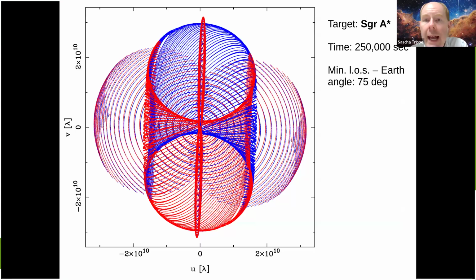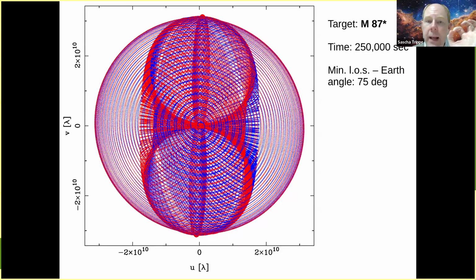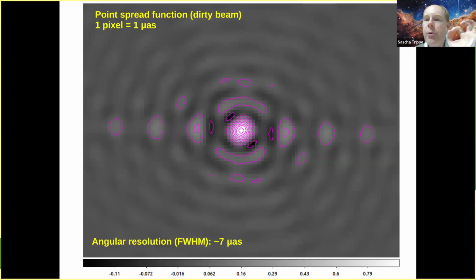Okay, so you can actually look at other targets like Sagittarius A star in the center of our Milky Way. The pattern here looks a little bit different because shadowing by Earth is different depending on where on the sky your target is. So in this case, the UV plane coverage is a little bit more spotty, but nevertheless we still get, by VLBI standards, an absolutely beautiful point spread function. Which means once we're able to take an image with this UV plane coverage, we will be able to clearly recognize what we are looking at.